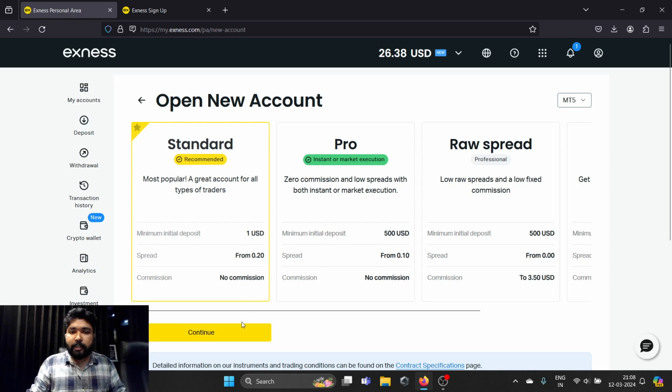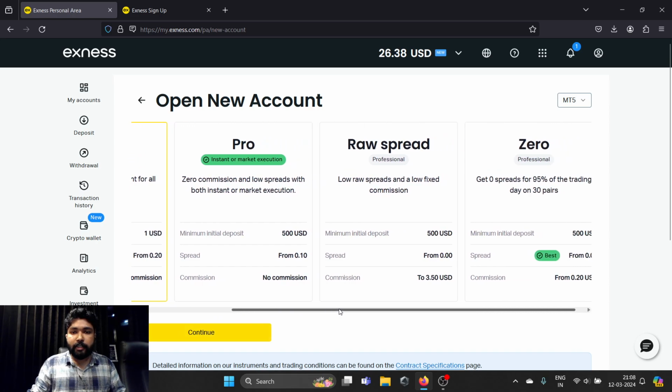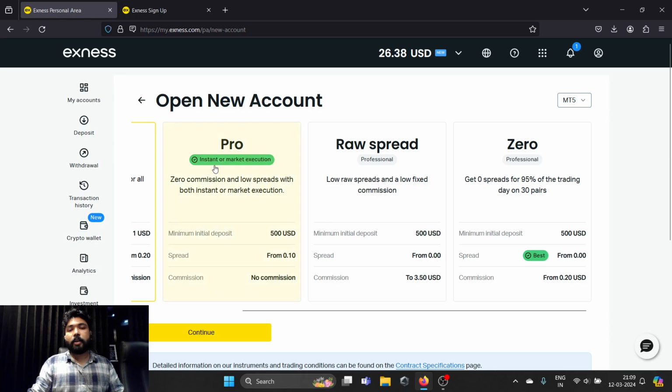You have to check my what is currency pair video for that. So you can see here that the spread is this, and you can see there are 3 more accounts: pro, raw spread, zero. What these 3 accounts differ in is very minute. These three start with 500 US dollars. If you have 500 US dollars, you can start any of these accounts. These are meant for professionals, as they state, but anyone can open it, no issues on that.